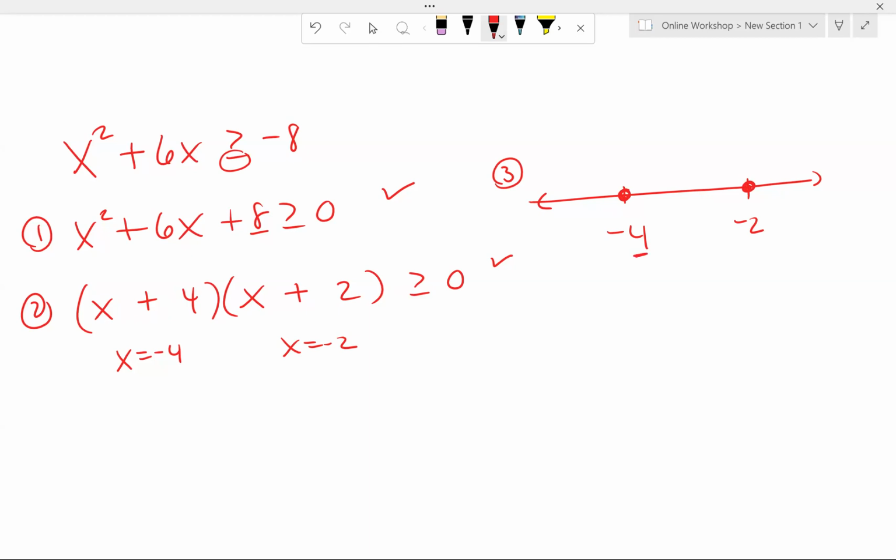Pick any number for X less than -4. Make it look obvious, like I said. You can pick -10 again. You put that in for X. So -10 plus 4 is a -6. -10 plus 2 is -8. And a negative times a negative is a positive.